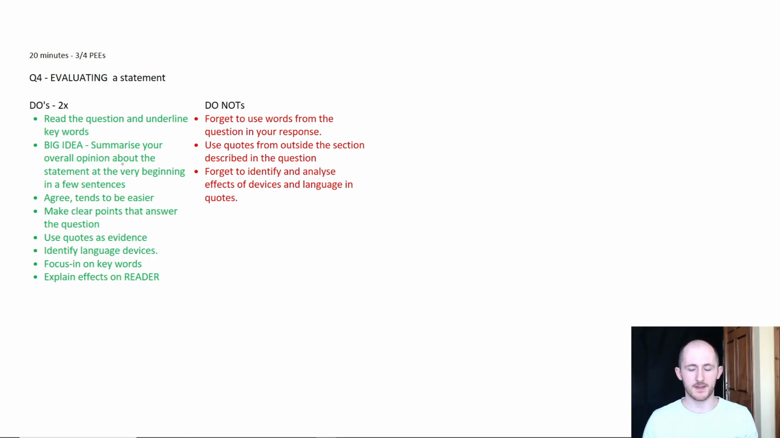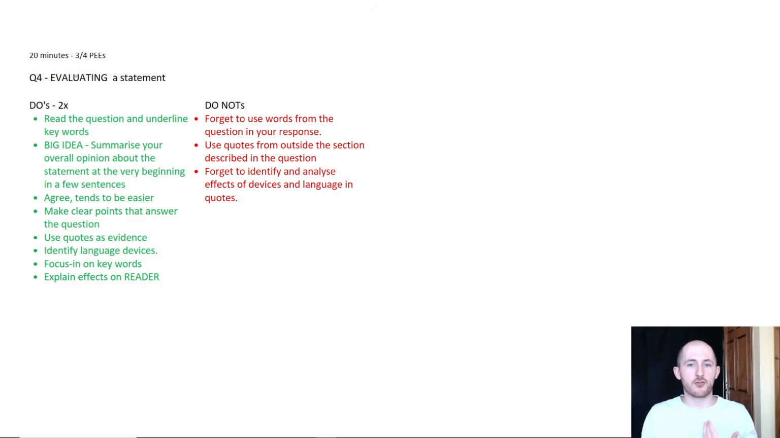Okay. The reason for this is one of the examiner reports actually came out and it said that with question 4, sometimes it's not clear what the student believes. Okay, so they may put points for and against, and the reader is like, I have no idea if they agree with this statement or not. It's kind of like how a politician talks, which isn't necessarily a good thing.